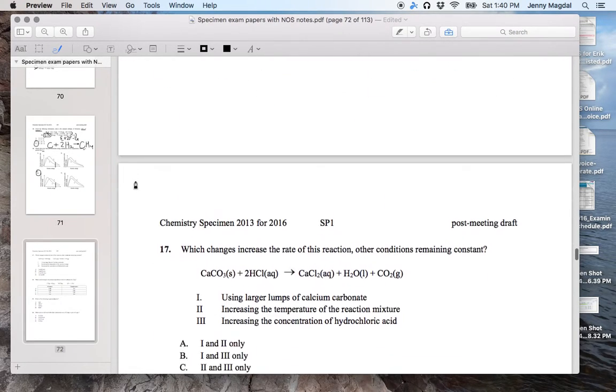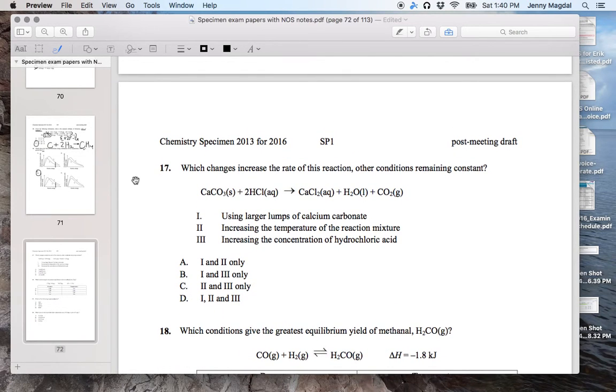Flipping the page. We are looking at rates of reaction, and so we have to think of what different things end up affecting rate, and it depends on the types of reactants that I have. In this instance, I have a solid reacting with an aqueous solution that's acidic, so I have to think of the different things that it's telling me here. The first one is saying that I'm using larger clumps of calcium carbonate. That would actually decrease the rate of reaction because we are decreasing the surface area if I've got just larger chunks of it, so it would decrease the rate. So I know 1 is not my answer.